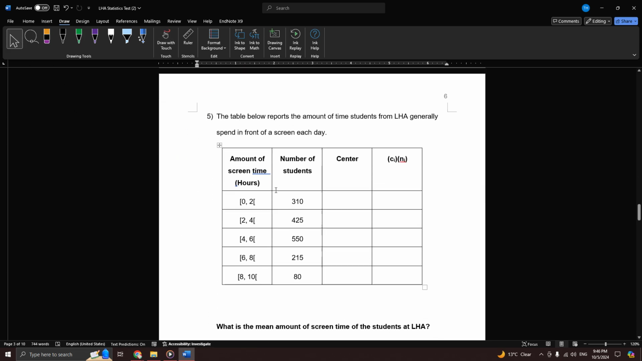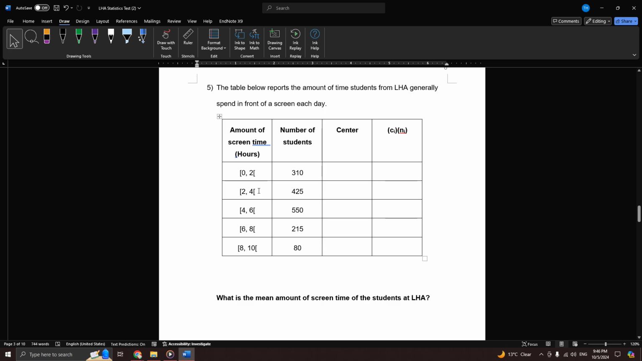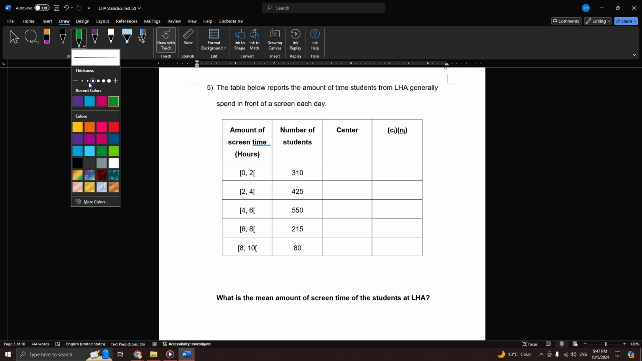Now, question 5. The table below reports the amount of time students from LHA generally spend in front of a screen each day. What is the mean amount of screen time of the students at LHA? So let's start by filling out this table. To do that, we need to start by doing the center.